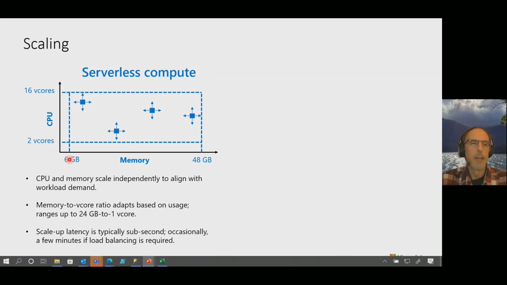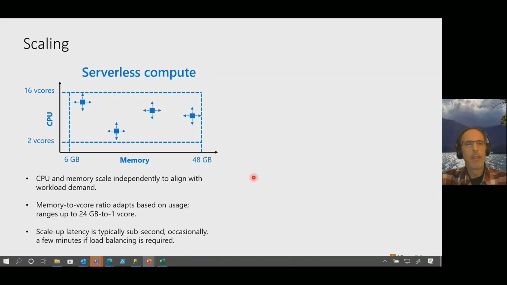In terms of scale-up latency, suppose for a moment that at one point in time, the database is using 2 cores, and then in the next very moment needs to burst to 16 cores. In this case, that scaling operation will generally complete in less than 1 second. There can be occasions where that scale up takes a few minutes to complete, but only if load balancing needs to be performed internally by the service. But that happens very rarely. Most of the time, this scale up speed is very fast, sub-second.